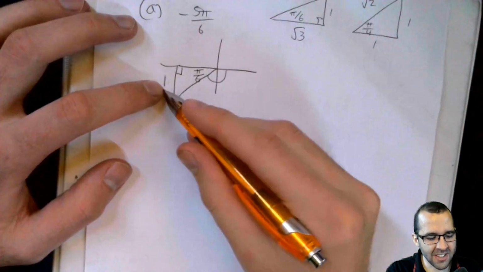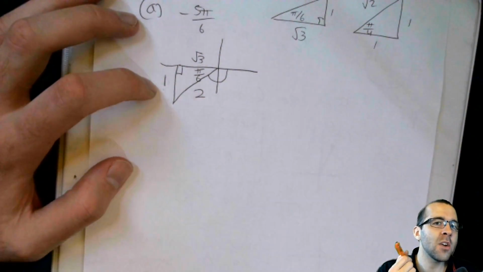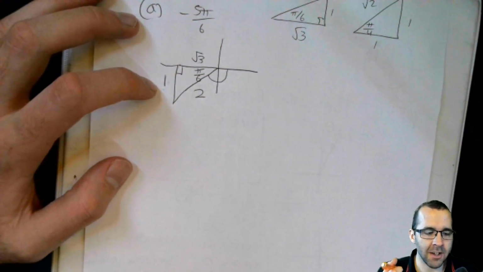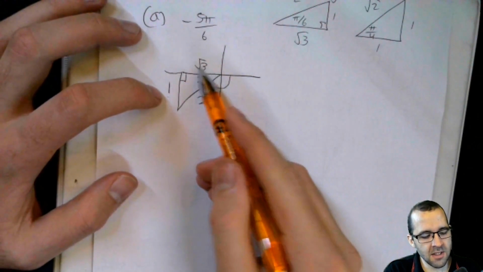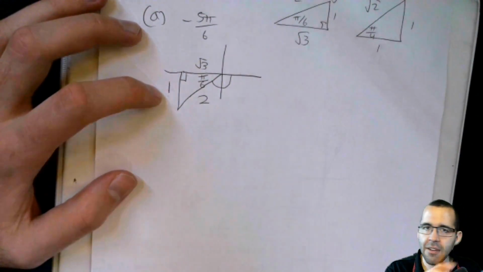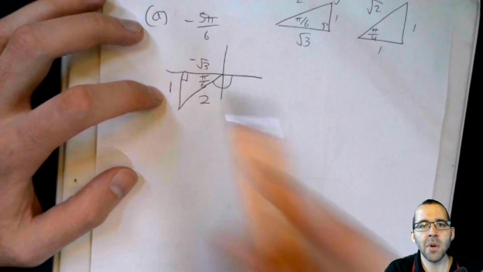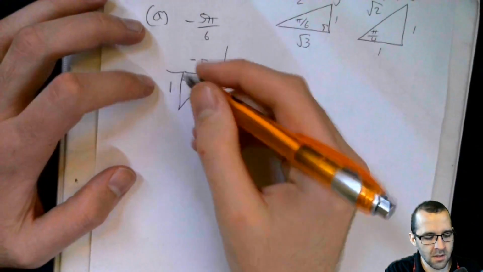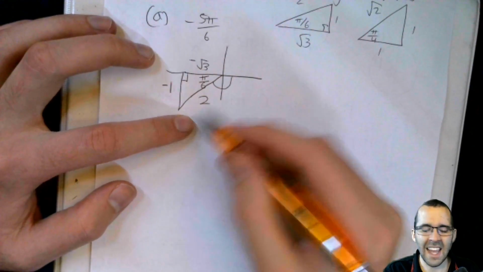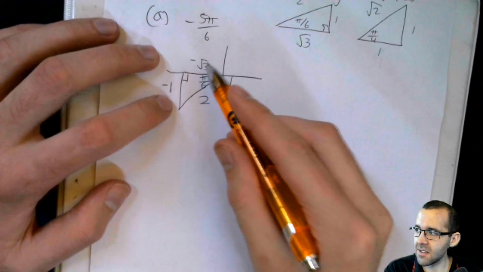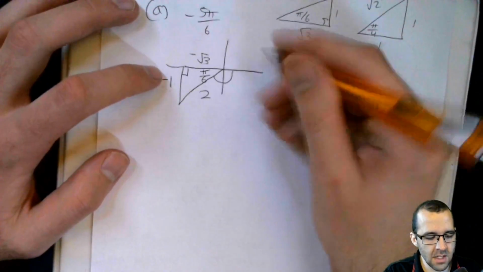So, if this is 1, this is root 3, and this is 2, and the only remaining question before we start pumping out some trig function values is what values get negatives. So up here, this is the x component. Well, we're going to the left. So the x component's negative. Over here is the y component. Well, we're going down. So the y component's -2. Hypotenuse is a radius. Always positive. It's a length. Always positive. But these two things can be positive or negative.